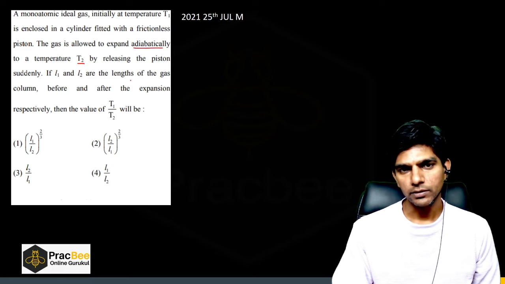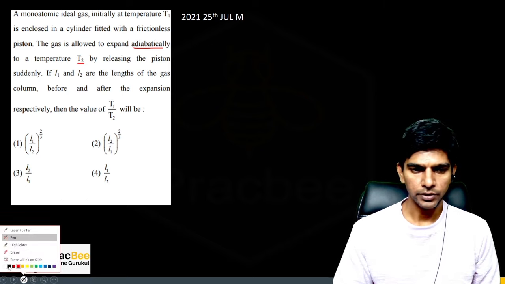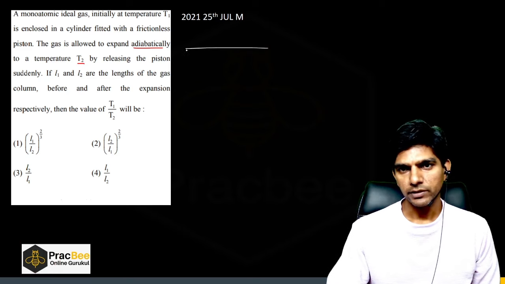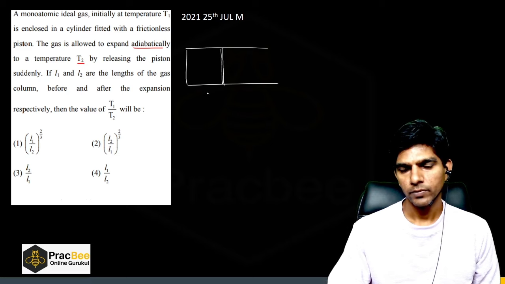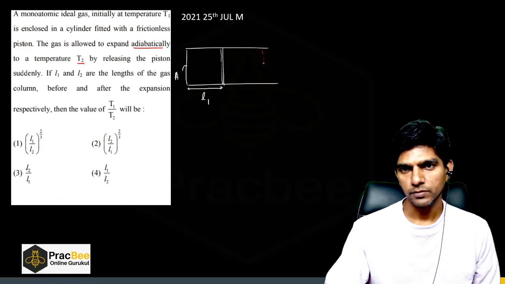If L1 and L2 are the length of the gas column before and after the expansion, then the value of this ratio T1 to T2. Okay. So what we have given, there is a cylinder, and let us say the initial length of the column is L1, and let us say the area of cross section is A. Now this piston has moved, say, up to this mark, and the new column length becomes L2.